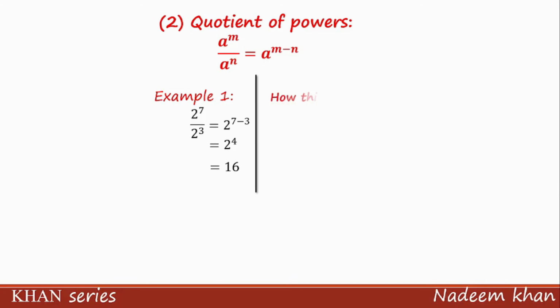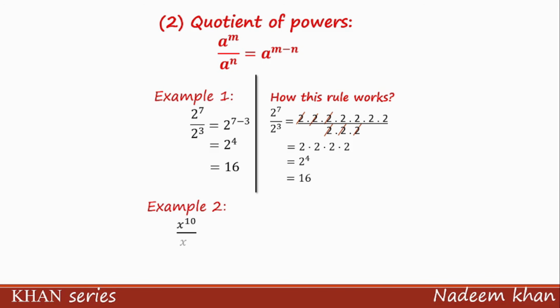और कैसे काम करता है, आइए इसको समझते हैं. 2 to the power 7 divided by 2 to the power 3. 2 to the power 7 means 2 is multiplied by itself 7 times. 2 to the power 3 means 2 is multiplied by itself 3 times. Now we cancel the top 3 2's in the numerator with the bottom 3 2's in the denominator. We are left with 4 2's on top, which is 2 to the power 4, which is 16.